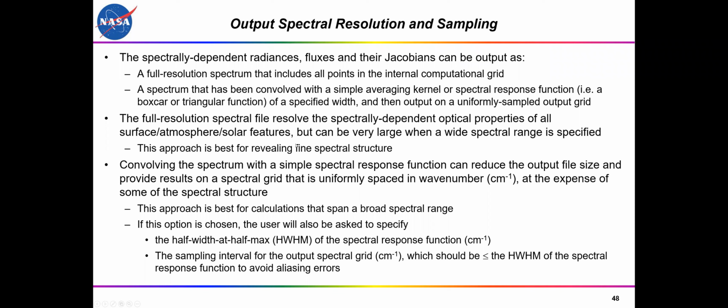Okay, so you're really getting down to the end here, so you don't have to take a deep breath, and we'll finish here soon. When you're convolving the spectrum with a simple response function, you basically provide that information. When you're doing calculations over a broad spectral grid, we're going to specify the half width at half max of the spectral response function, and we're going to specify the output sampling. I always recommend that the output sampling interval is less than or equal to the half width at half max of the averaging kernel, just so you don't get aliasing errors.